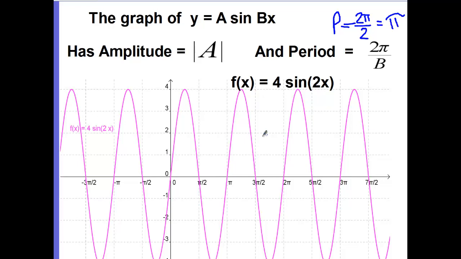So that's kind of putting it all together. Amplitude, midline, and period. Amplitude, the maximum amount it varies from the midline, is an absolute value. Midline is the middle point halfway between the min and the max, and the period is how long it takes to make a complete cycle. That's going to be, for sine and cosine, 2 pi divided by b.